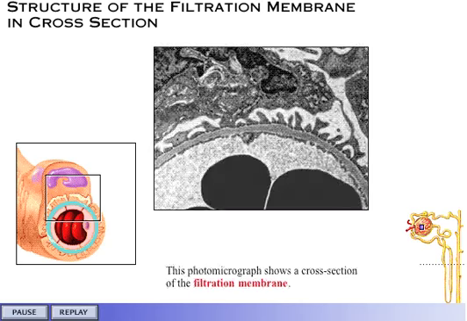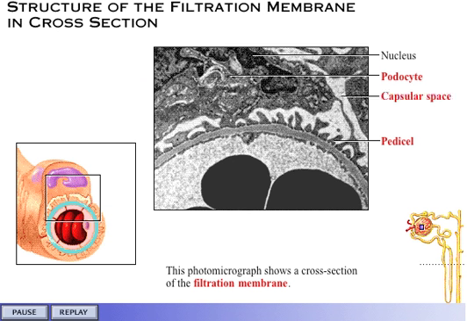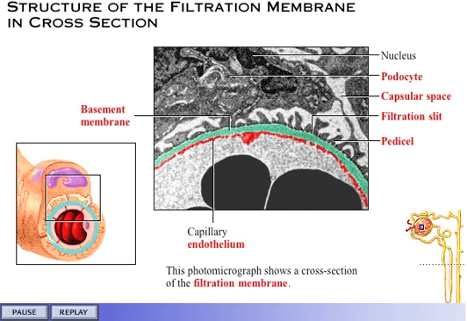This photomicrograph shows a cross-section of the filtration membrane. Starting from the top, you see a large podocyte with its nucleus and pedicels. The white areas are portions of the capsular space. Gaps between the pedicels are the filtration slits. Next, you see the basement membrane of the capillary endothelium, which separates the podocyte above from the capillary with its fenestrations below. You can also see portions of 2 red blood cells.